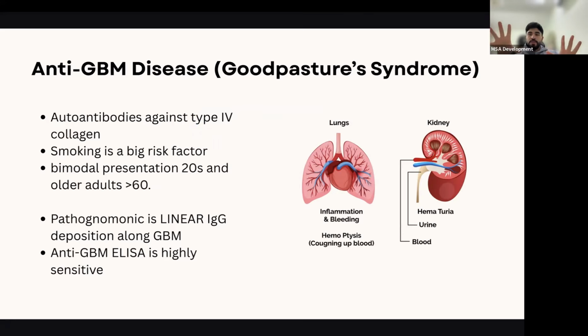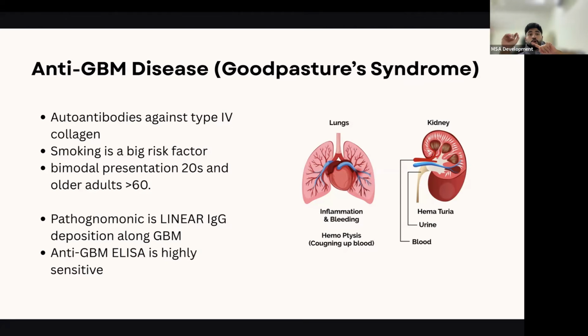So the patient is going to come to you with hemoptysis and hematuria at the same time. If you see the question, hemoptysis and hematuria, that's it, it is anti-GBM Goodpasture syndrome. Now, the big risk factor is smoking. You need to remember that.